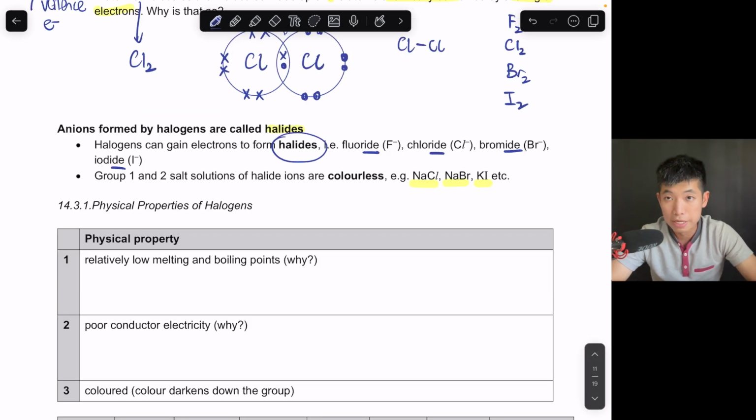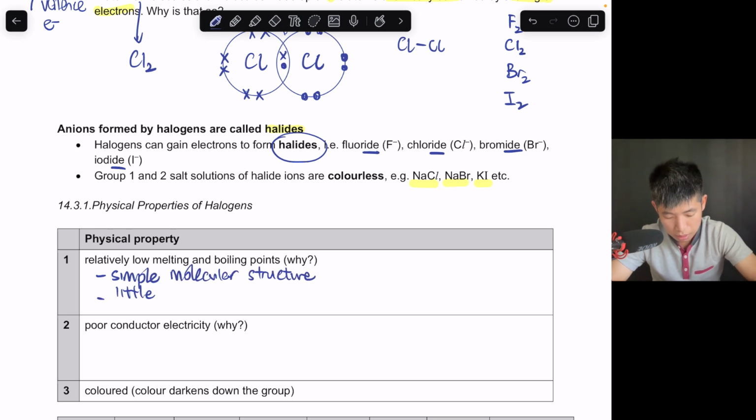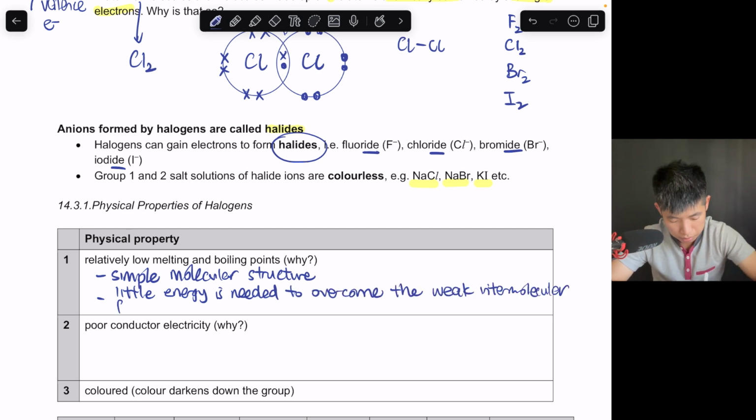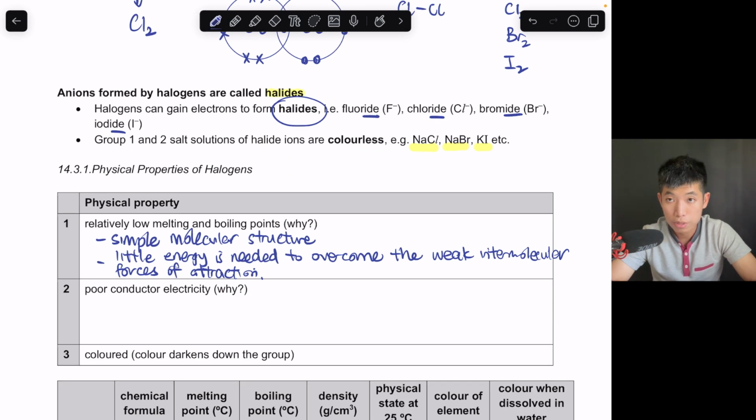So generally being non-metals, if you remember in chemical bonding, they have relatively low melting and boiling points. And the reason in terms of structure, why? Because of the simple molecular structure. So little energy is needed to overcome the weak intermolecular forces of attraction. They are also poor conductors of electricity. That is because they do not have any mobile ions or electrons.